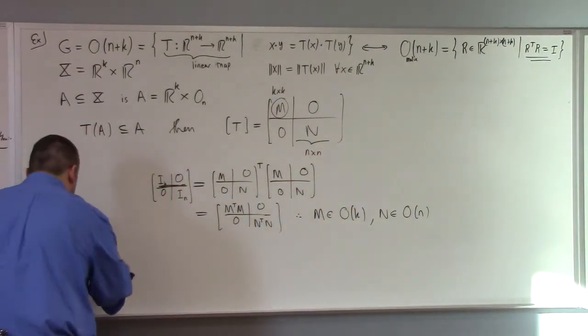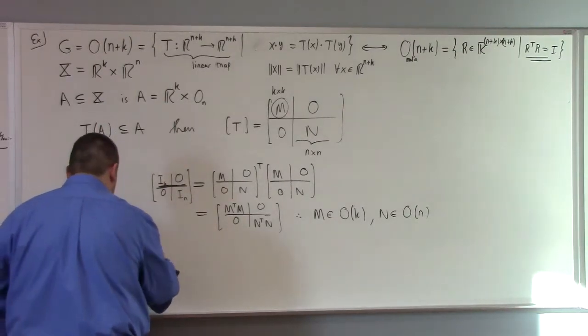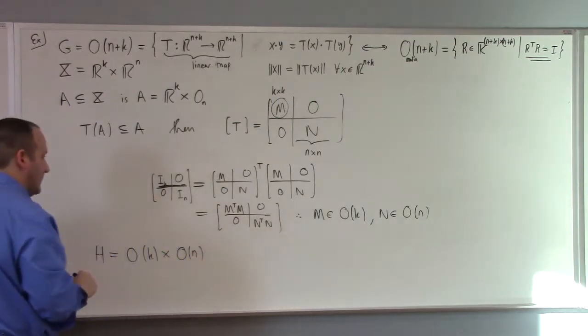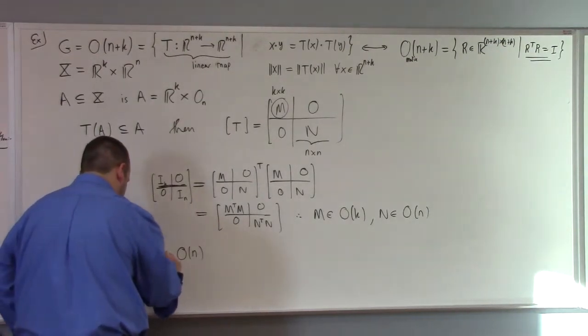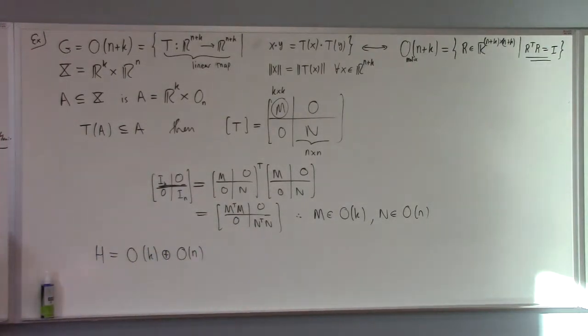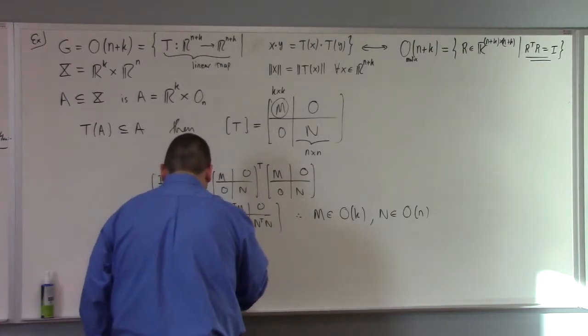So, in other words, H is equal to O_k cross O_n. I guess I might write it as the matrix direct sum of those two, right? And that is a subgroup, right? That's a subgroup of O_(n+k).